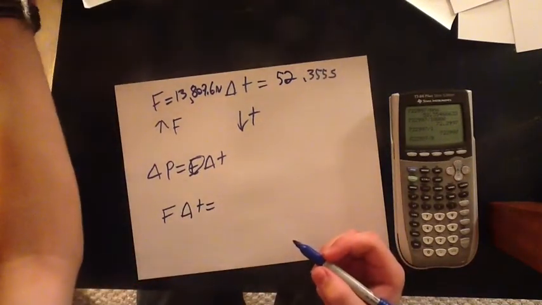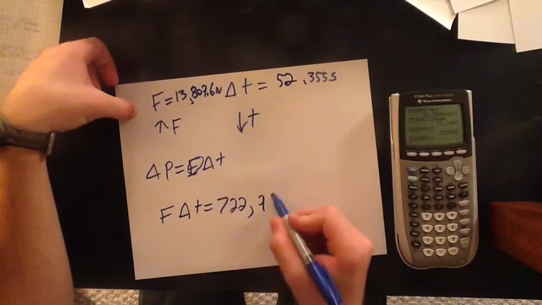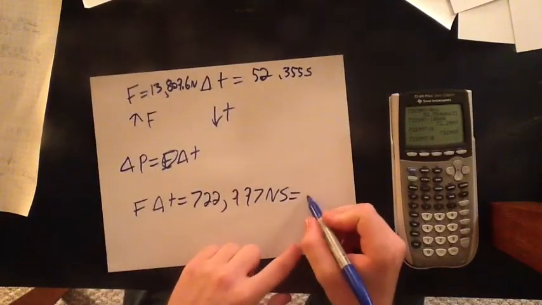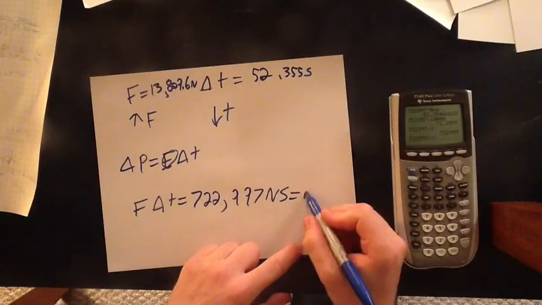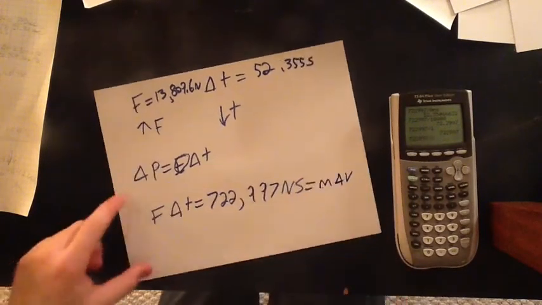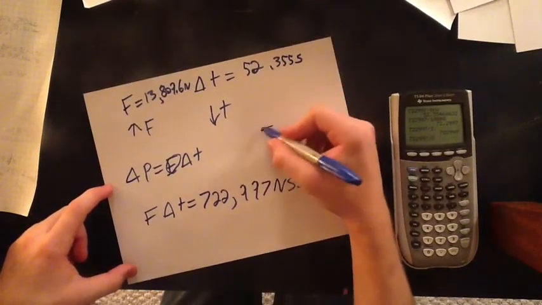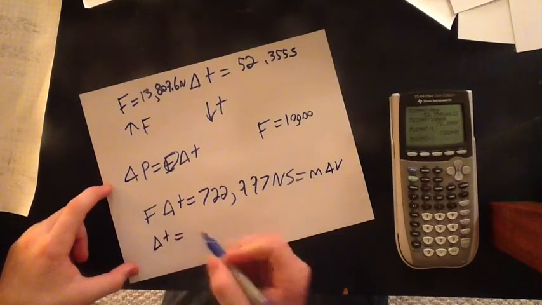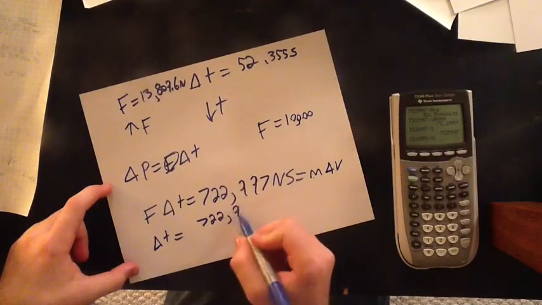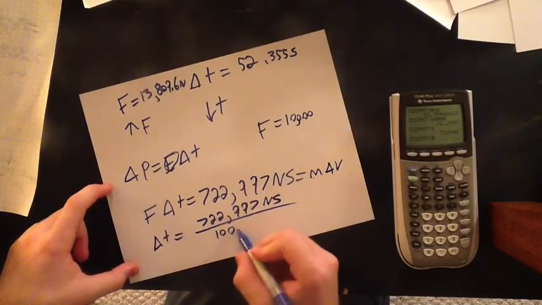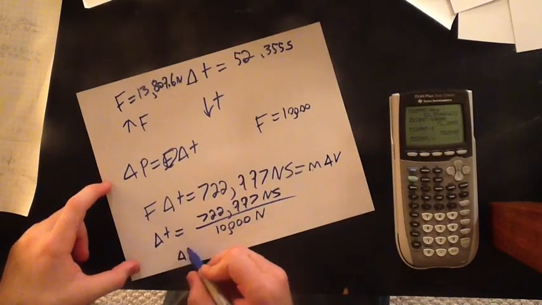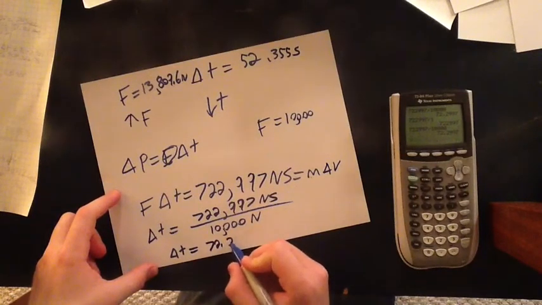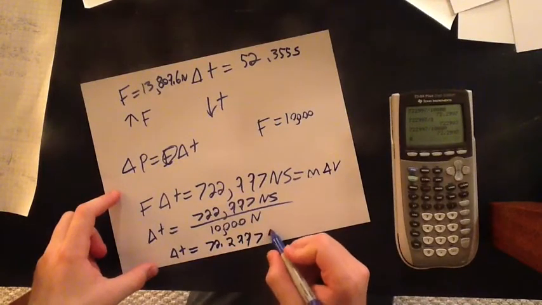So now our equation looks like it will still be F delta T is equal to 722,997. And this is the same because we're not changing our change in velocity or the mass of Batman. So these are still constant. These are the only variables that we're changing. So if F now equals 10,000, then we have the equation delta T equals 722,997 newton seconds over 10,000 newtons. So we get our delta T to equal 72.2997 seconds.